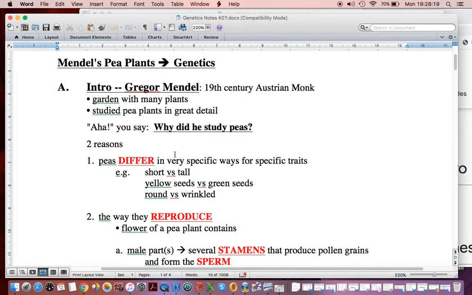So it's very fortunate he studied peas because peas differed in very specific ways. So pea plants were either short or they're tall. They had yellow seeds or green seeds, round or wrinkled, and there are other traits like that where it's very clear the difference. If you said for humans differing in height, you don't get people who are just really tall or really short. You get a continuum.